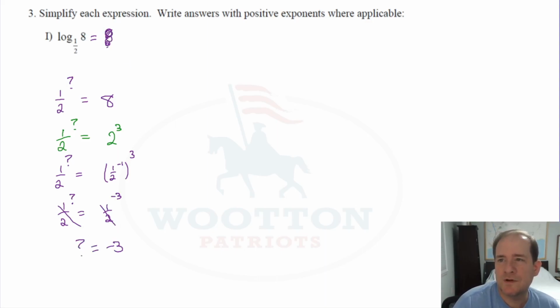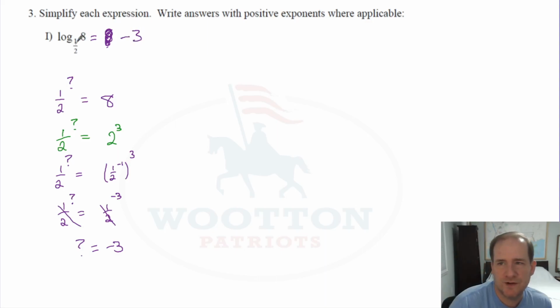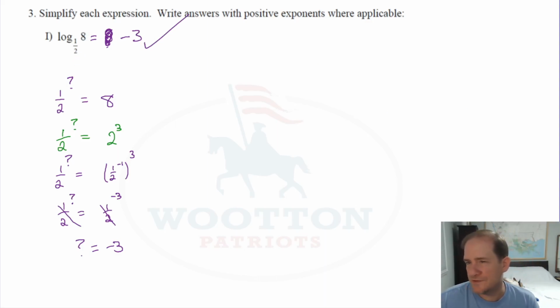So up here, this log expression has a value of negative 3, which I think makes sense now. You'd say, okay, to raise a half to the negative 3, I take the reciprocal of the base, I get 2. Then I cube it, 2 cubed is 8. So we're good. Okay, I think there's a j.